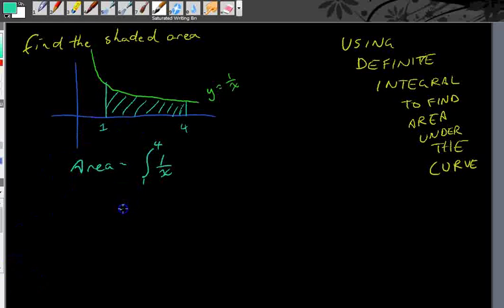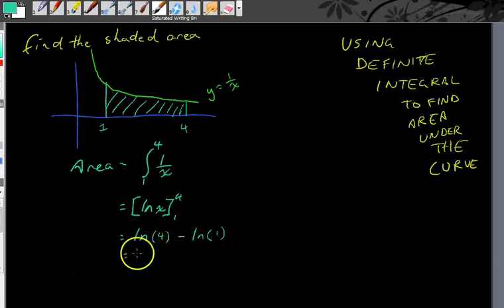Now, when we integrate 1 on x, we're going to get ln x. And again, we want to find the area between 4 and 1. Okay, so so far it's pretty straightforward. You integrate that and then you put it in brackets between 4 and 1. Now, the next step is to sub 4 into this and then subtract 1 substituted into this. So the area is going to be equal to ln 4 minus ln 1.